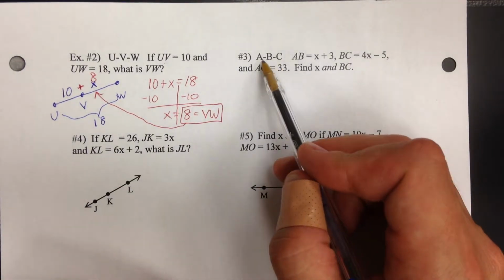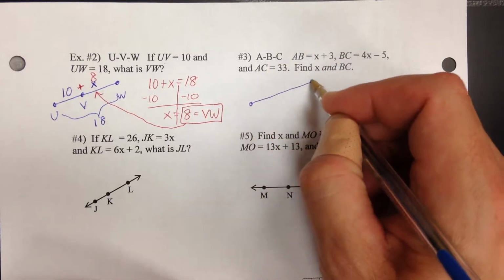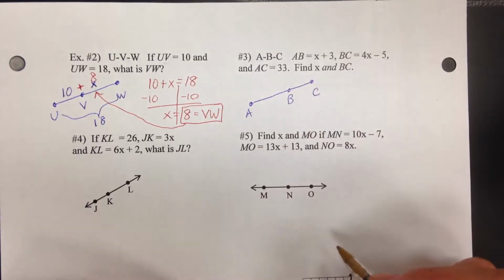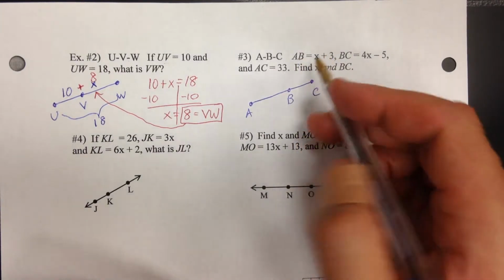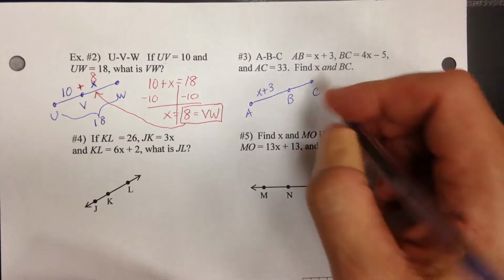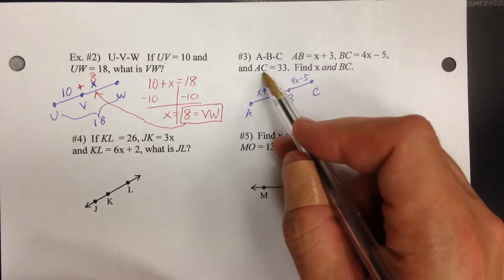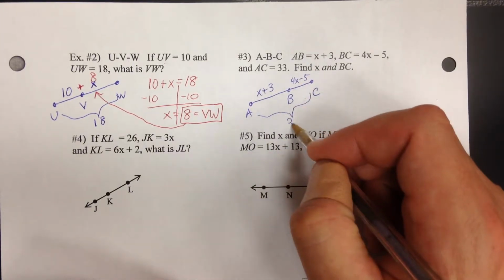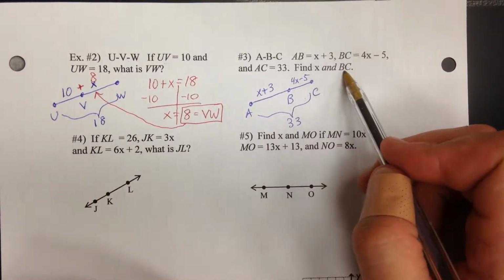Number 3, A-B-C. Alright, so that means B is between A and C. There's A, there's C, I'll put B there. Let's label what we know. AB, the length of AB is x plus 3. The length of BC is 4x minus 5. Okay. The length of AC, that whole thing is 33. Find x and the length of BC.